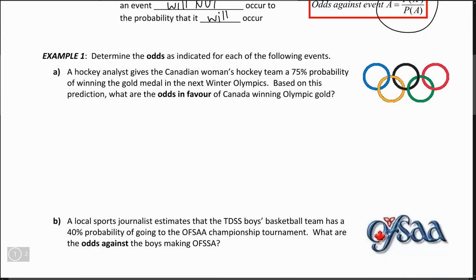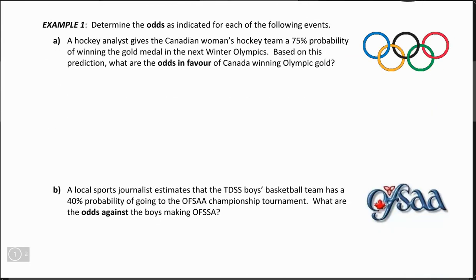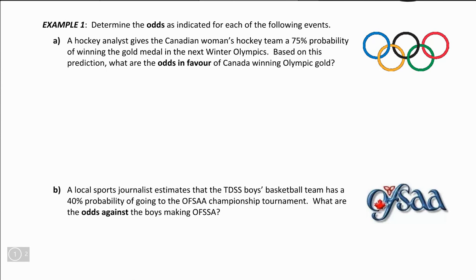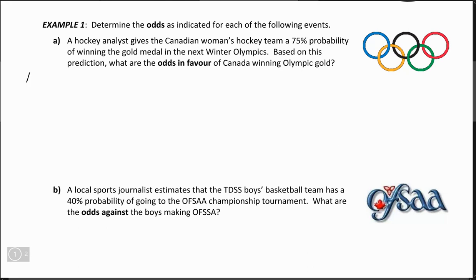So let's look at example one. Determine the odds as indicated for each of the following events. So part A, the hockey analyst gives the Canadian women's hockey team a 75% probability of winning the gold medal in the next Winter Olympics. Based on this prediction, what are the odds in favor of Canada winning the Olympic gold? So first you have to define the event. So I'm going to say here, let A be the event of winning the gold. Okay, and then the probability of A is equal to 0.75. So if I convert the percentage back to a decimal, we'd say 0.75.